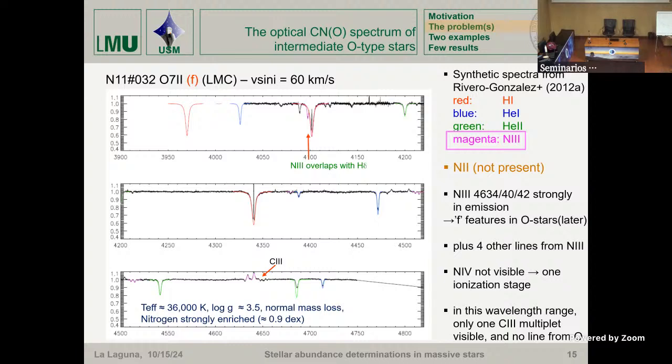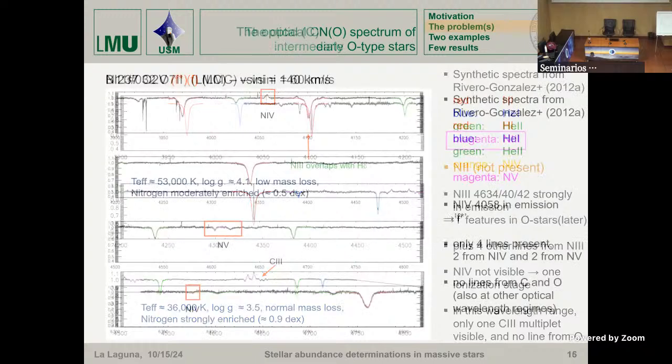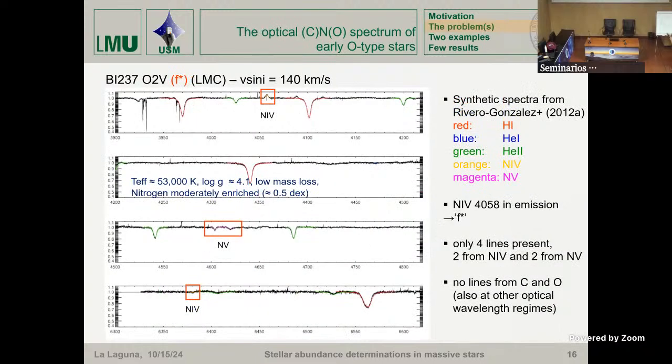Only very few lines. And when you become now even hotter, this is now an object at 53,000 Kelvin, so at the upper edge of our temperature scale, then we have more or less to live only with nitrogen lines. There are no lines from carbon and oxygen at all in other optical wavelength ranges, and nitrogen-4 now goes into emission, and there are 2 lines from nitrogen-5, but that's it. So you see, for the hot stars, we have, at least in the optical and similar in the infrared, only a very limited number of lines, mostly from nitrogen and nothing from the rest.